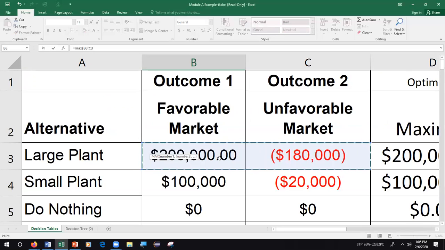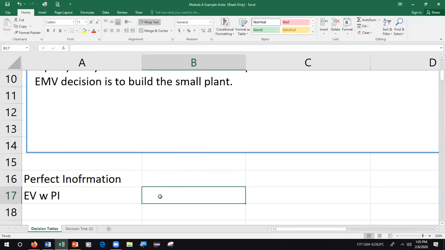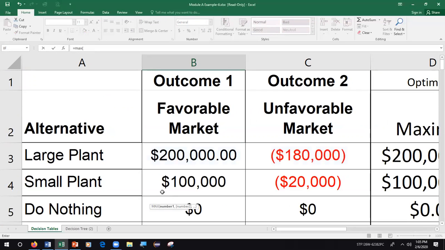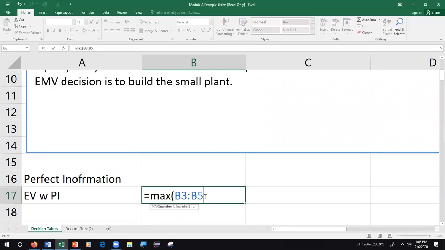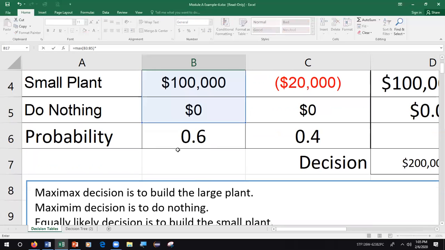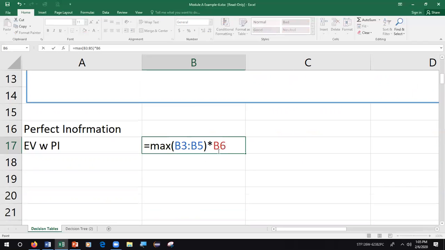I did that wrong. That one should be equal to the max, and we want to go down to all these options right here. So B3 through B5 times our probability, plus the max.